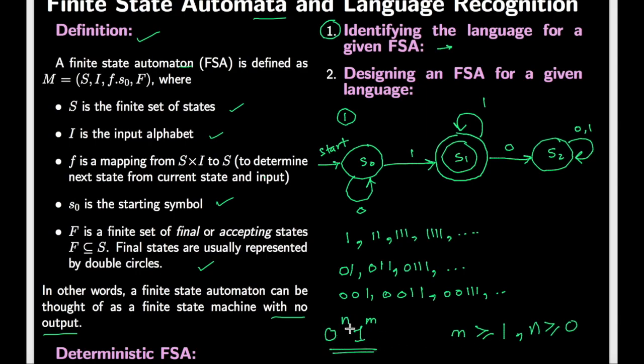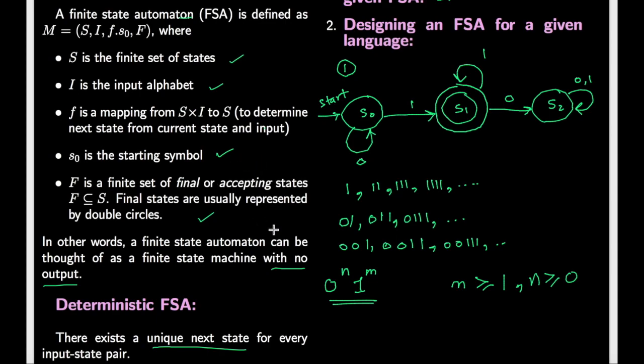So remember, 0 to the n means n zeros followed by m ones. So we can have any number of zeros followed by any number of ones, provided that n is greater than or equal to 0 and m is greater than or equal to 1. Typically we write it in set builder notation. So we say 0^n 1^m such that n is at least 0 and m is at least 1. Okay, so this is one way to write it.